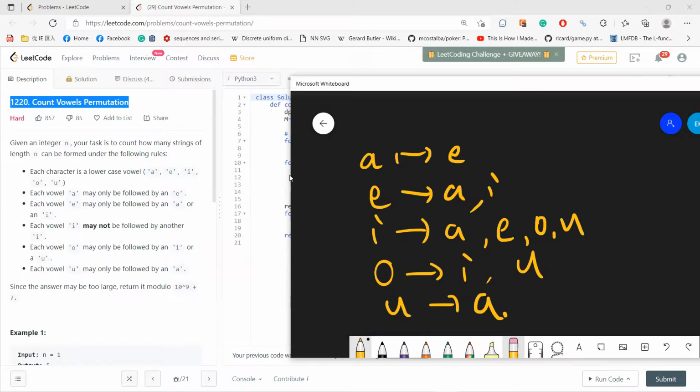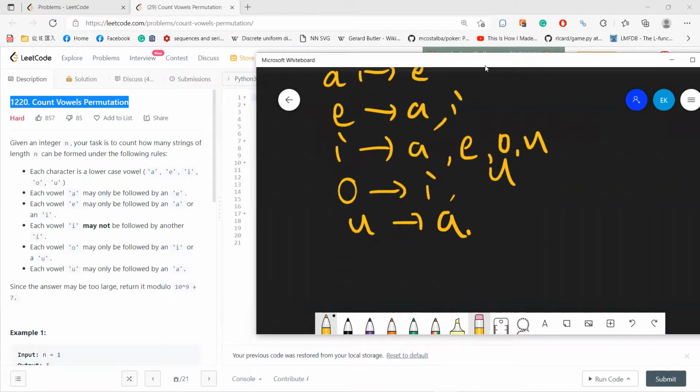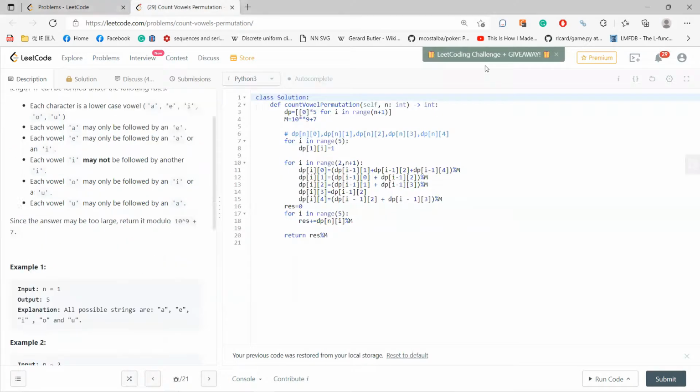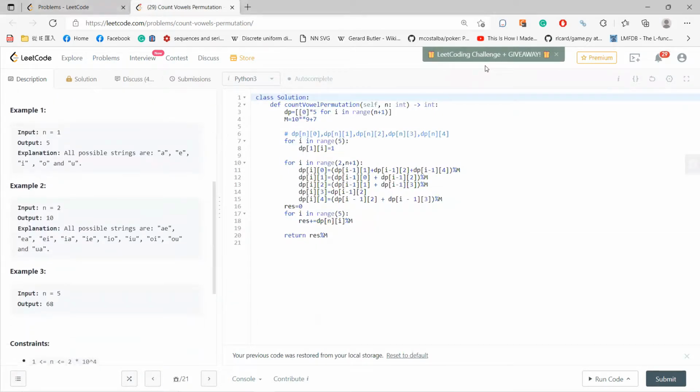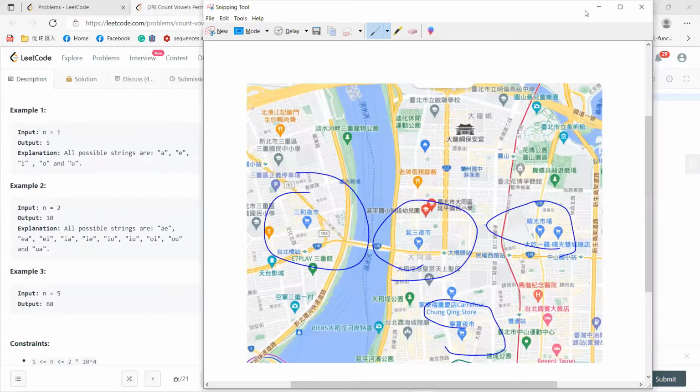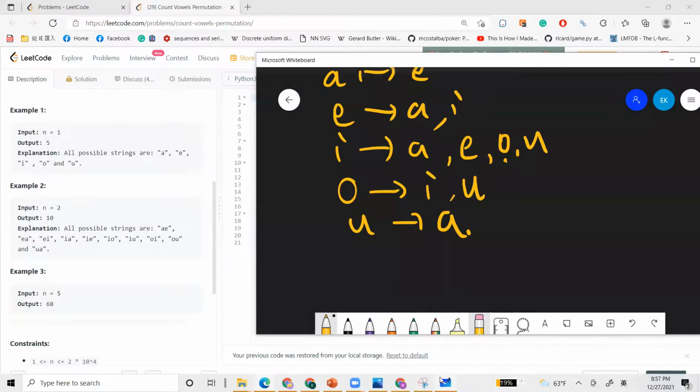This problem is not hard. It is just some boring dynamic programming. If n is 1, you get 5, right? A, E, I, O, U. If n is 2, you get AE, right? So you can check for n equal to 2.